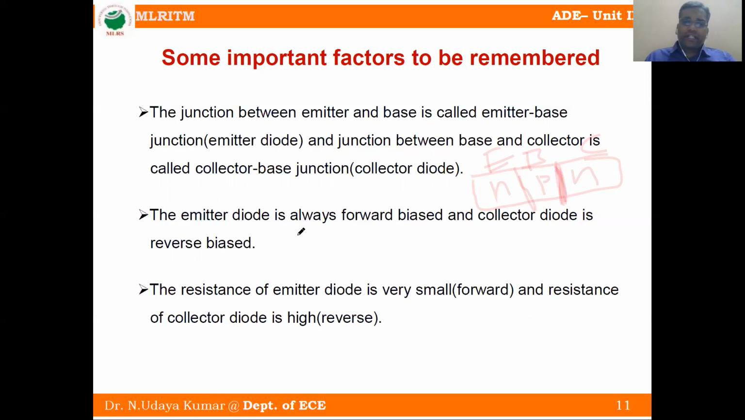Okay. The emitter diode is always forward biased, and the collector base junction is always reverse biased. The resistance of the emitter diode is very small. Why? Because this junction is forward biased, and forward bias means resistance is very small and current is high. The collector diode is nothing but the collector base junction, and its resistance is high because it is reverse biased.